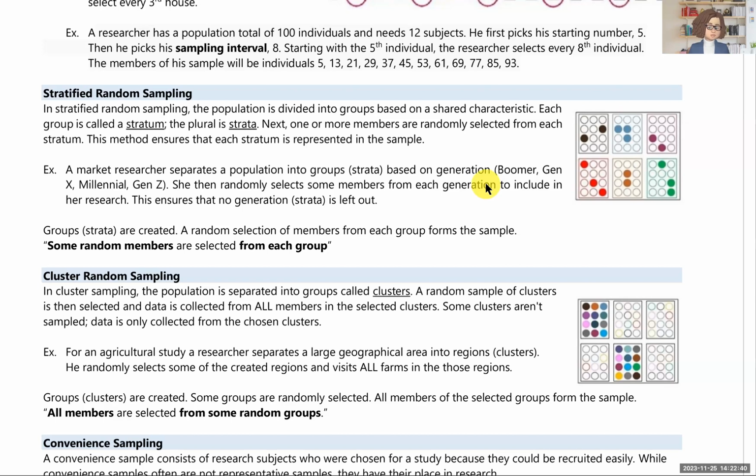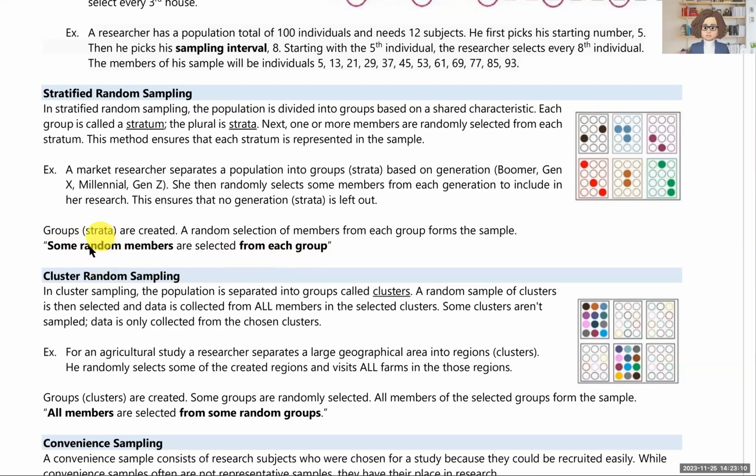So in stratified, we create groups called strata. So we make groups. So in this picture, I've got 6 groups. And then we take a random selection of members from each of those groups. And this ensures no group gets left out. So for short, I call it some random members are selected from each group. So some members from each.